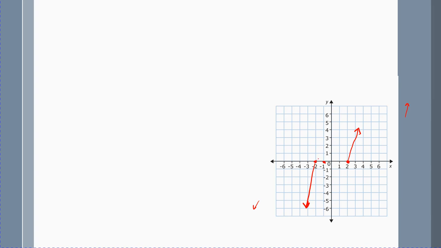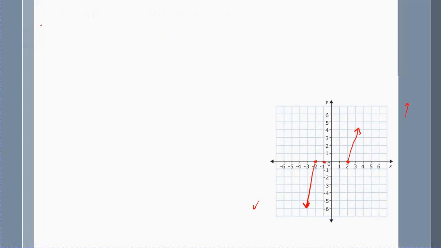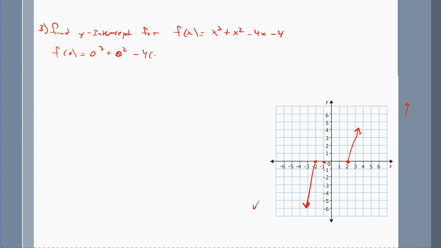All right, so let me get a little bit more information here. The next thing you're going to do is find the y-intercept. I'll do this on this next slide. So my function was f of x is equal to x cubed plus x squared minus 4x minus 4. You can see here that f of 0 is 0 cubed plus 0 squared minus 4 times 0 minus 4. It's just minus 4.